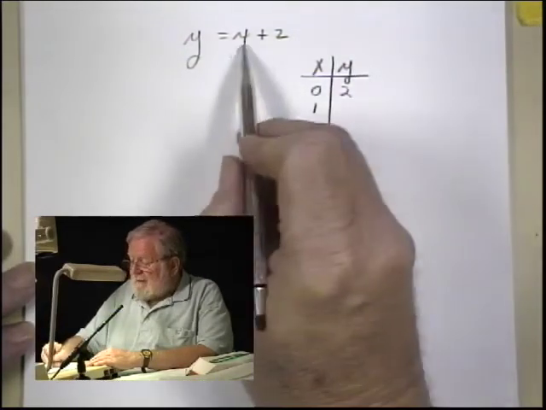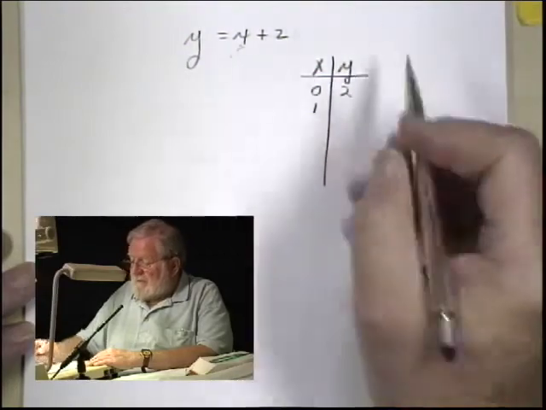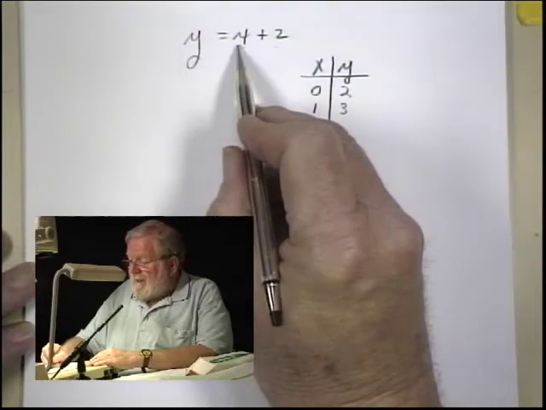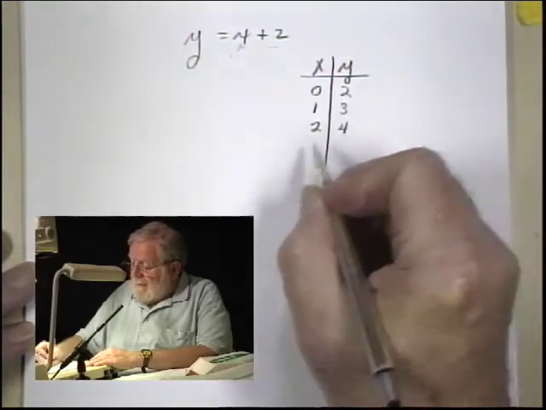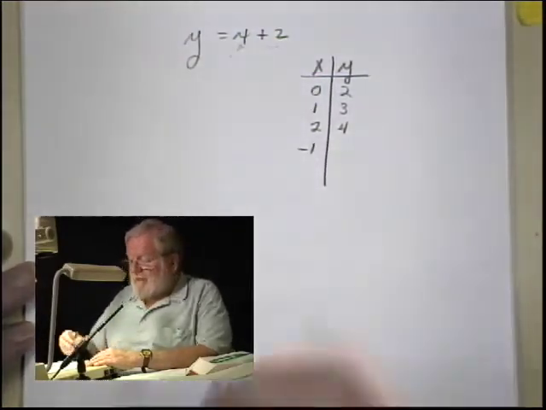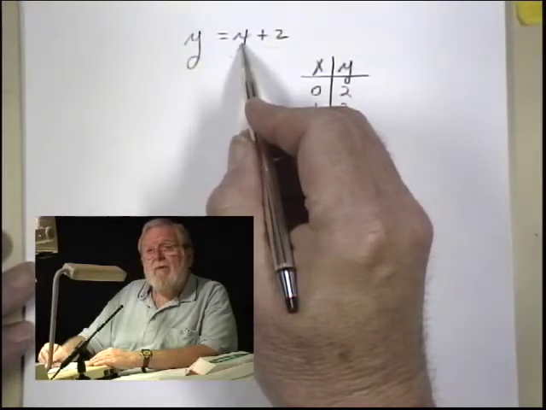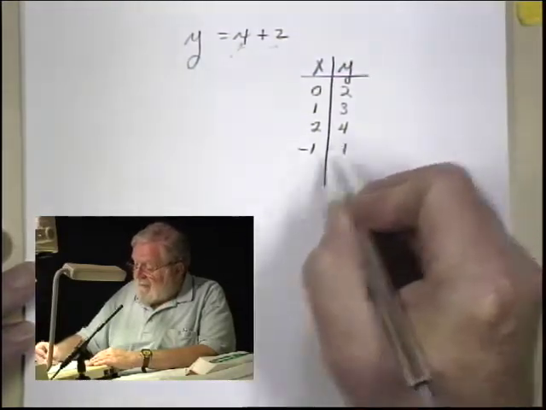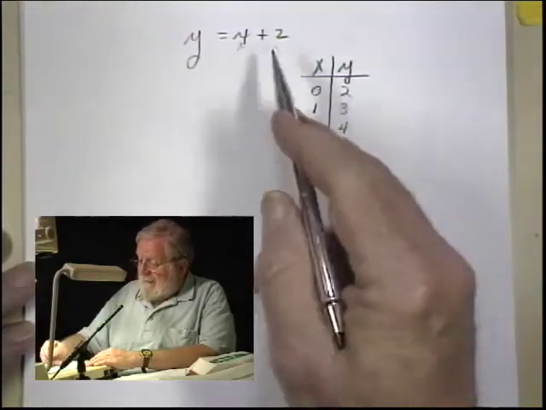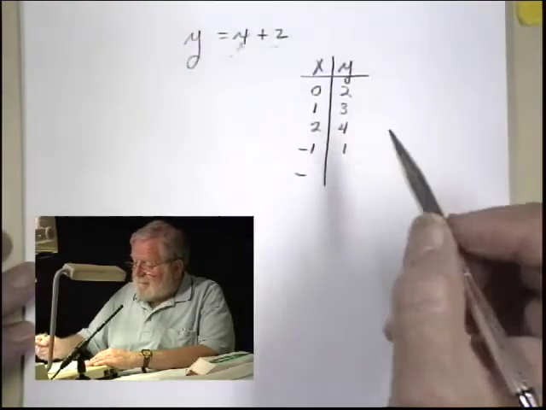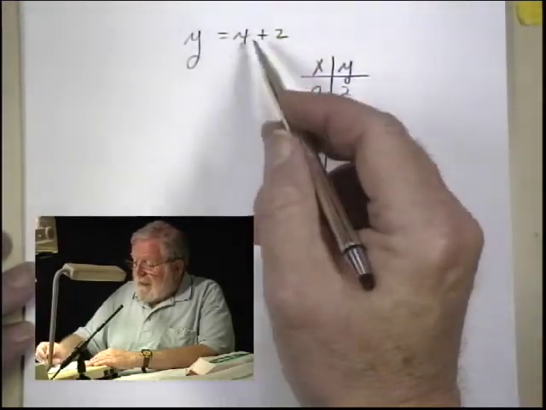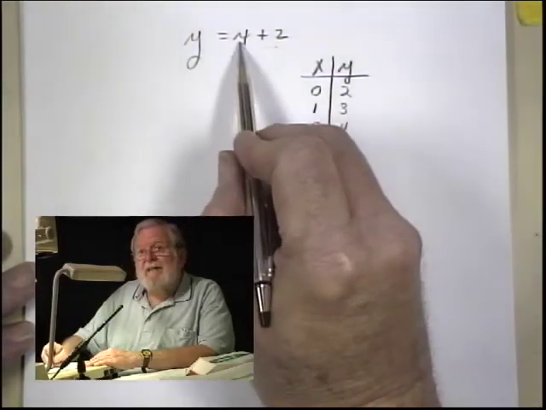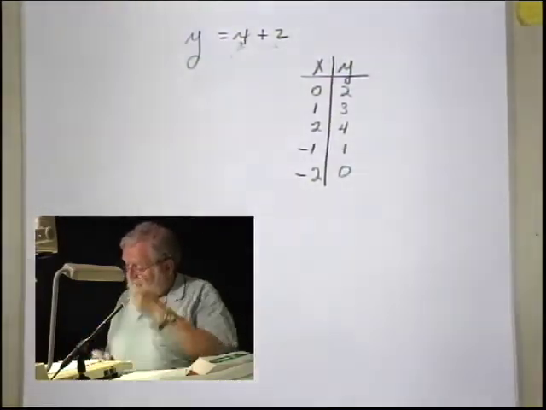If x equaled 1, y would equal 1 plus 2, or 3. If x equaled 2, y would equal 2 plus 2, or 4. Use some negative numbers. If x equals a negative 1, y would equal minus 1 plus 2, which is 1. And if x equals a minus 2, y would equal minus 2 plus 2, which is 0.